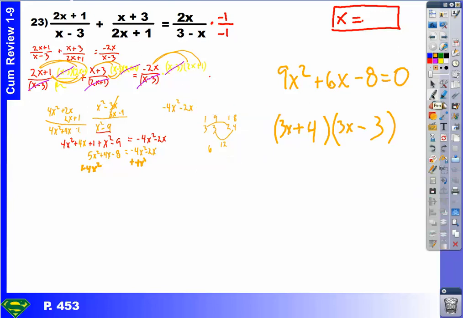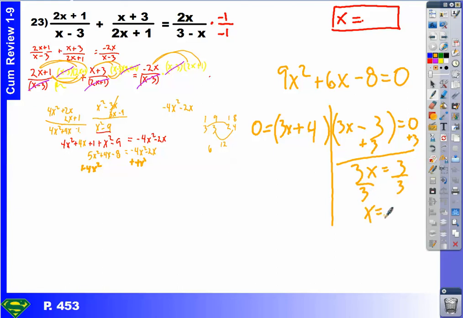So we're going to say that to make this equal to 0, one of these two binomials has to equal 0. So let's deal with this one first because it's easier. What are we going to do to both sides to get the x by itself? Add 3. So I get 3x is equal to 3. What am I going to do? Divide by 3. So x is equal to? 1. Because 3 divided by 3 is 1.